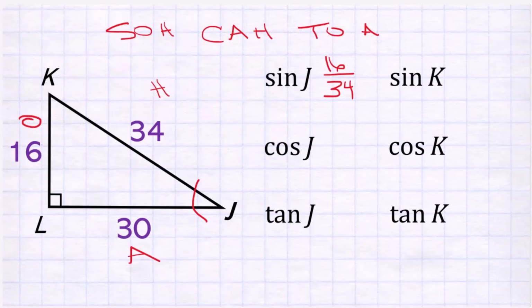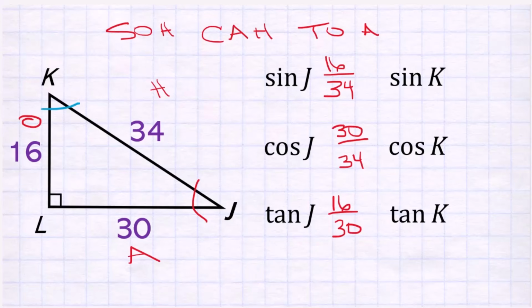Normally you would reduce that, but just to make this move along a little quicker, I'm not going to do that part. We just need to pick the right numbers. Cosine is adjacent over hypotenuse, so that's going to be the 30 over the 34. And tangent is opposite over adjacent, so that's going to be the 16 over 30. Let's move over to the other angle.